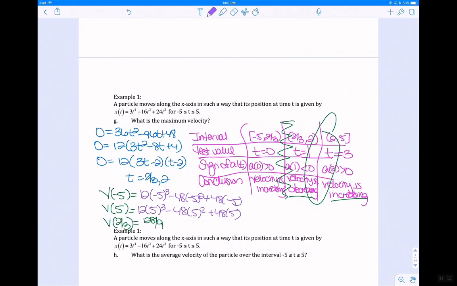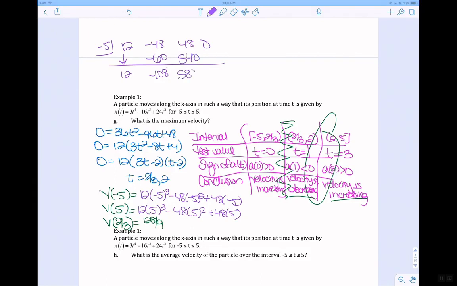So now when you do the synthetic division, you would have your -5, 12, -48, 48, and 0. So you bring down the 12, then you get -60, so you get -108, so you get +540, so 588, and then -5 times 588 is -2940, so this is -2940.